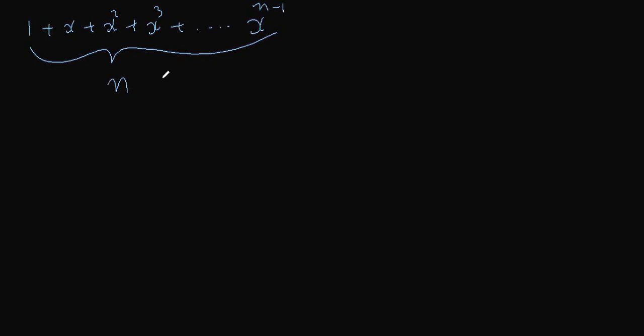Let's suppose we have the series 1 plus x plus x squared plus x cubed, up to x to the n minus 1. So what does this mean? This means n is equal to the number of terms, so we have n terms in the series, and n minus 1 is equal to the number of terms minus 1. So the last power of x is going to be x to the n minus 1, which is equal to x to the number of terms minus 1. Let's see how we can find a formula for this.